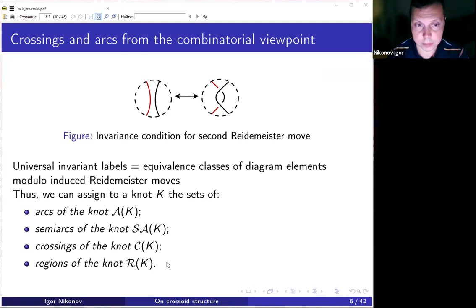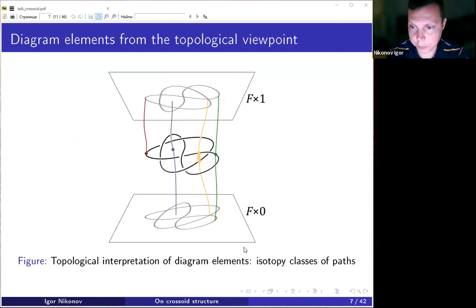They are defined combinatorially as equivalence classes, but it appears that these sets admit a topological description. Namely, assume we have a knot, considered geometrically as an embedded circle, or several circles for a link, in a thickened plane or sphere or other surface F. To define the set of arcs of this knot, we consider the set of this red path which starts on the top boundary of the thickening and ends on the knot, and we consider such paths up to isotopy. So the isotopy classes of such paths will be the set of arcs of the knot.